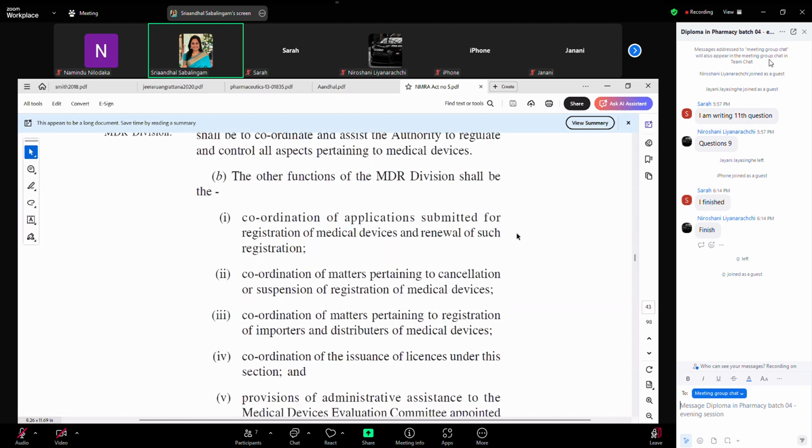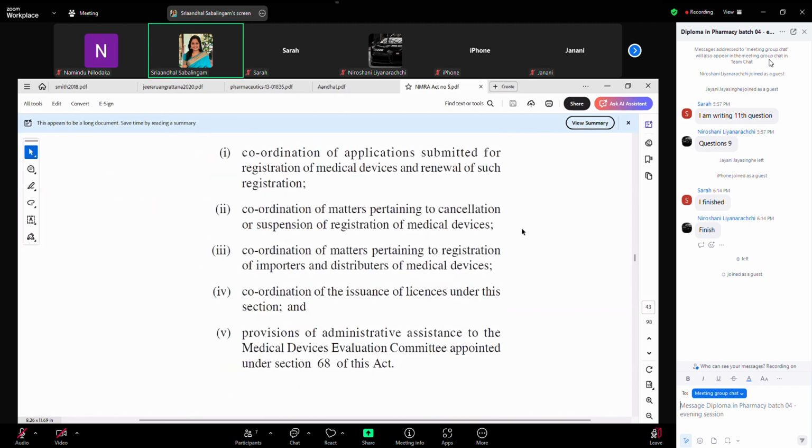Other functions include coordinating the applications submitted for registration, renewal, or getting the license, as well as cancellation, renewal and suspension of the medical devices or registration for the importers and distributors, and providing administrative assistance to the Medical Devices Evaluation Committee. Just like the Medicine Evaluation Committee, MEC, there is a committee called the Medical Devices Evaluation Committee for the purpose of reviewing the medical devices.